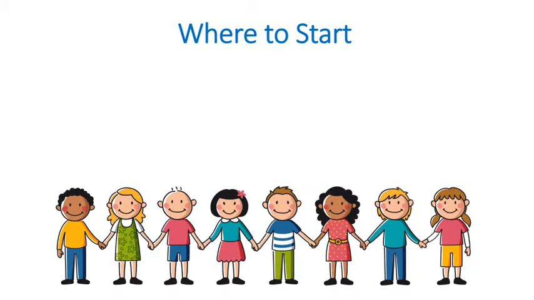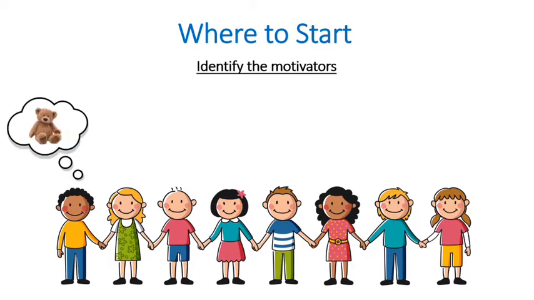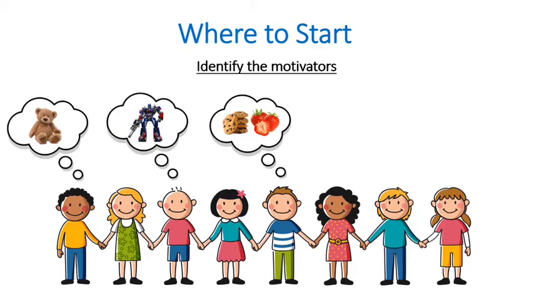So where do we start? The first thing you need to do when using PECS is to identify the child's motivators. What are their favourite things? This could be a toy, some food, locations or events.